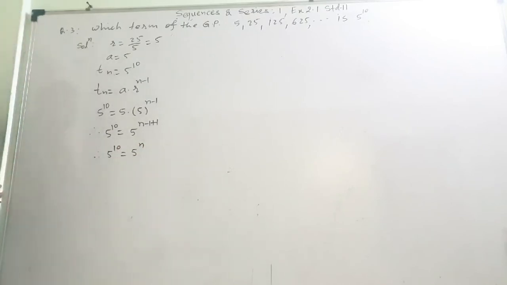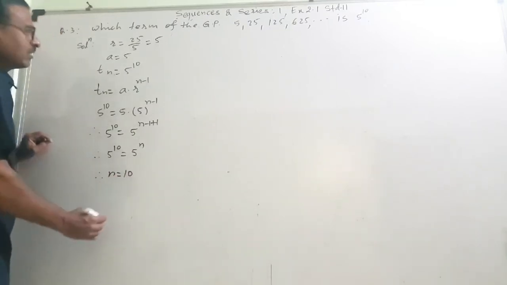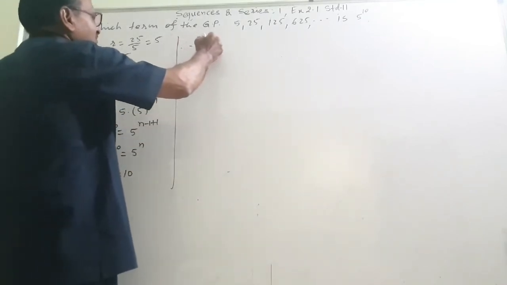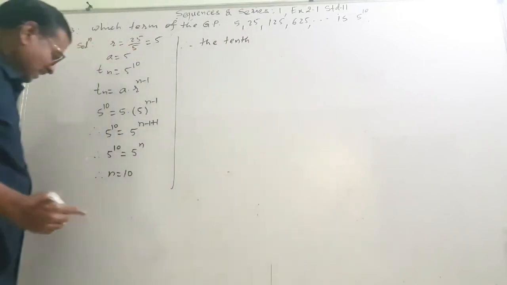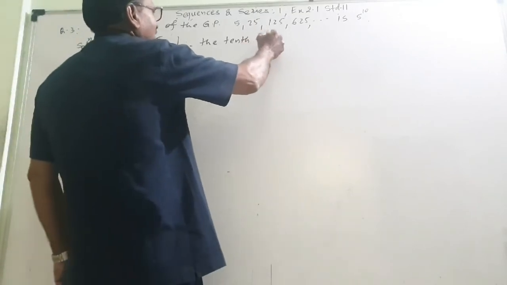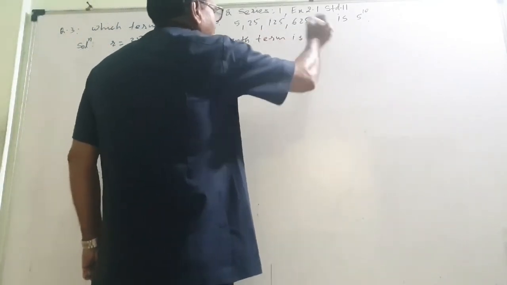So what is the value of n? This is the 10th term. So hope that you have understood. Only you have to write: therefore n is equal to 10. Therefore the 10th term, n is 10 means T10, the 10th term, is 5 raised to 10.